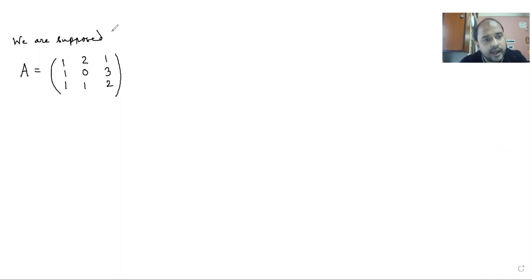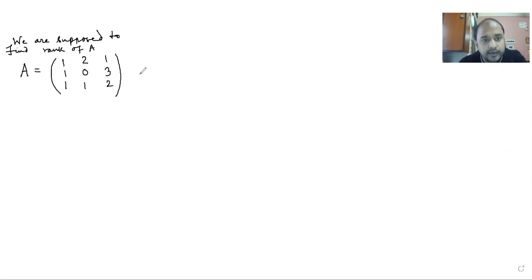So actually, in the previous session, we came across a matrix. Let me write the matrix once again. The matrix was given as 1, 1, 1, 2, 0, 1, 1, 3, 2. And we are supposed to find the rank of the given matrix, rank of A.